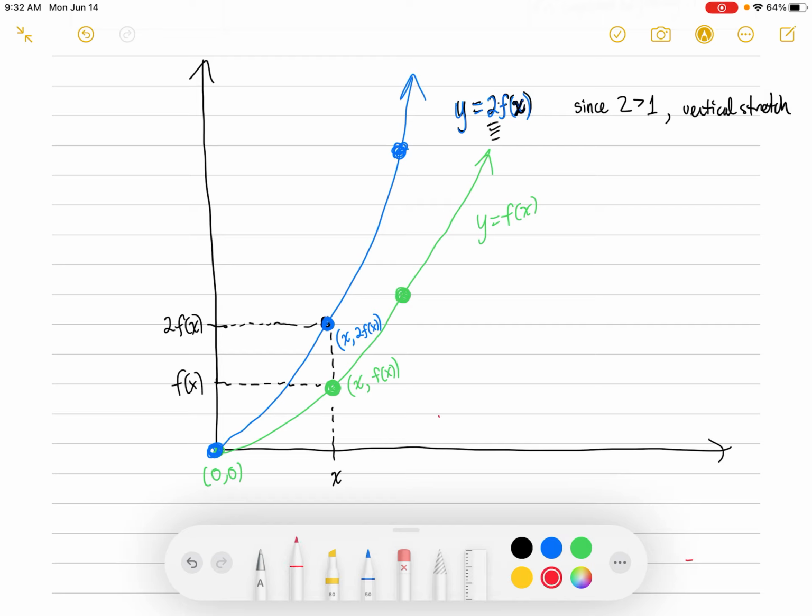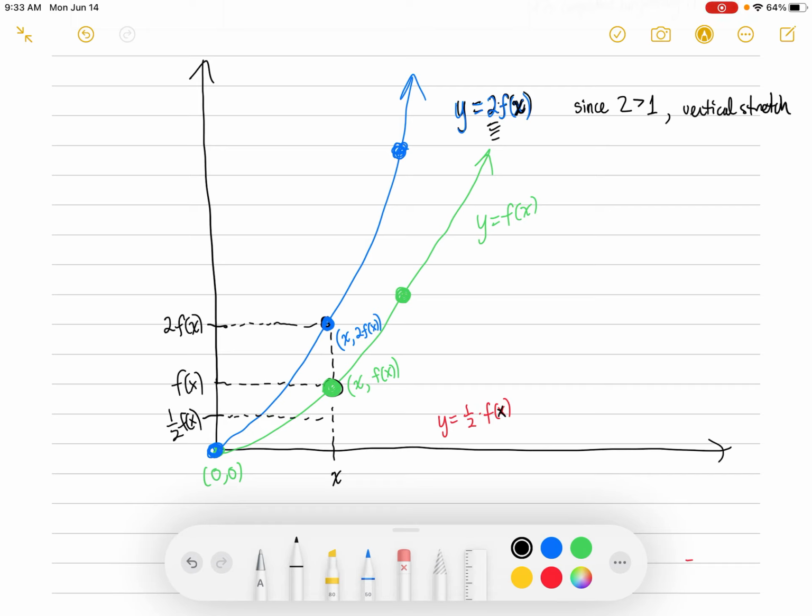Now also, we could look at y equals 1/2 times f of x. So this time we have a 1/2 out in front of the function. If I go back to my green point, that central point in the middle, the input is still x, but this time the output, the y value, is 1/2 f of x. So basically we take f of x and cut it in half.